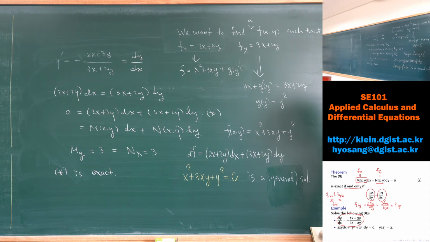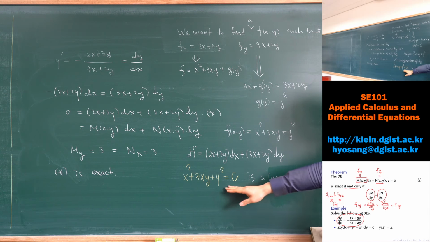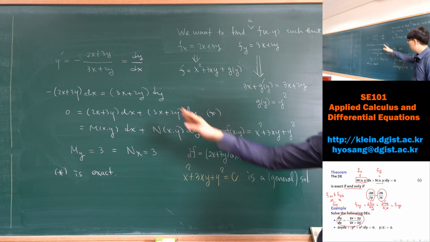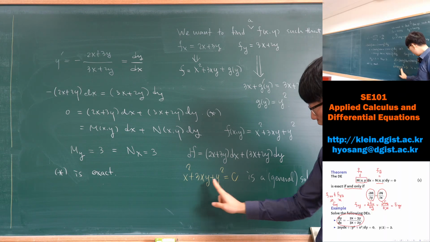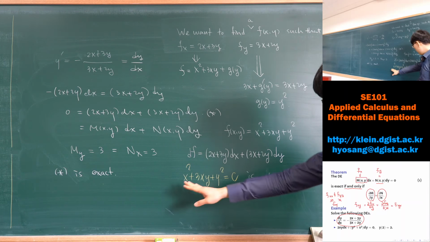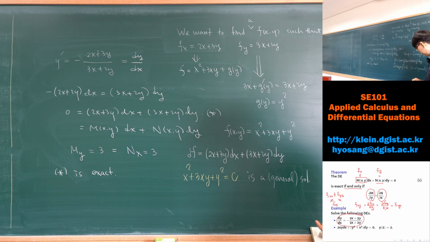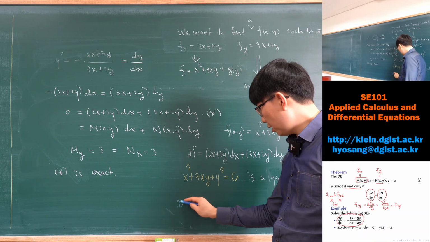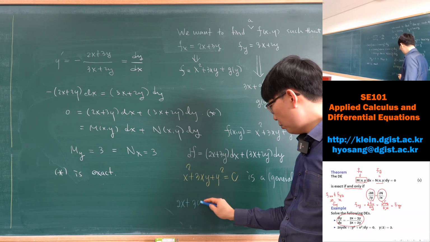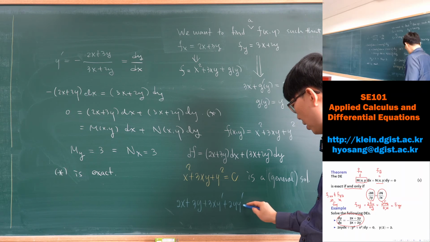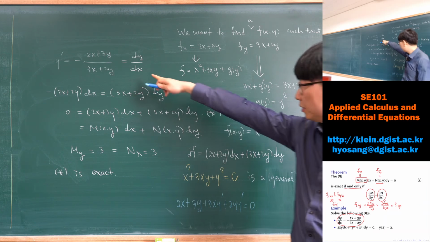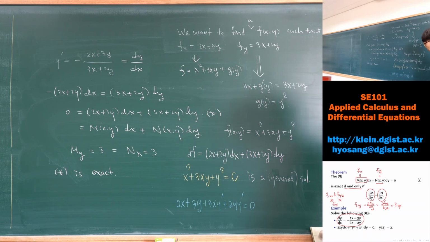Okay. You can check inversely why this implicit equation becomes a solution to the differential equation by taking the derivative in terms of x, considering y as a function of x. Or you can simply take the differential. Here it is 2x plus 3y plus 3xy prime plus 2yy prime equals 0, and that becomes exactly the same differential equation here.